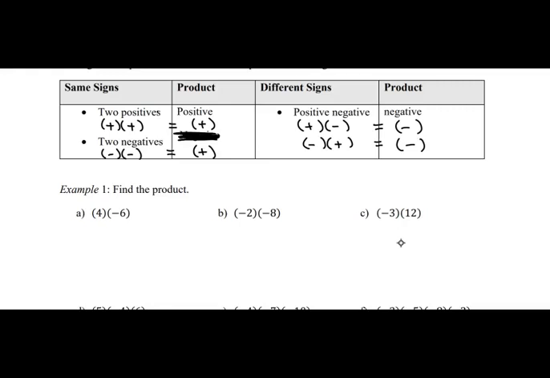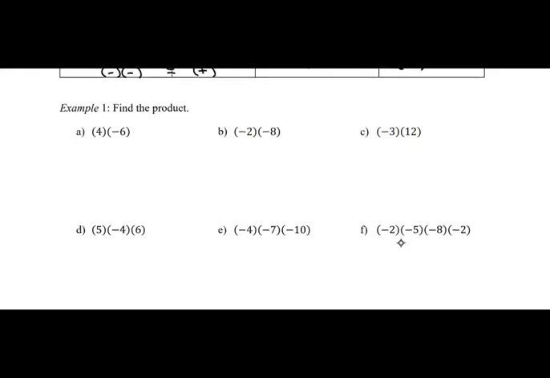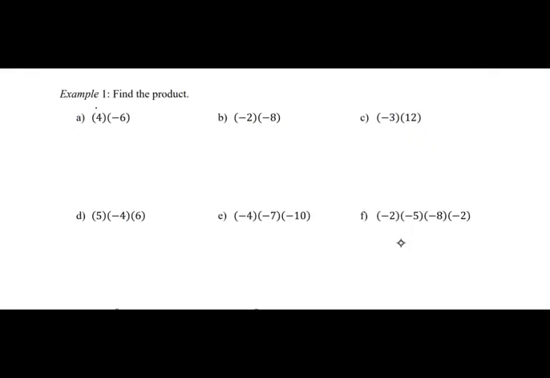So let's look at the examples. First example, find the product. You have positive times negative. The answer is negative. 4 times 6, 24, negative 24. Negative 2 times negative 8. So same signs. The answer is positive. So it's going to be 2 times 8, 16. Negative 3 times 12. Negative number, positive number. The answer is negative. And 3 times 12 is 36. Negative 36.